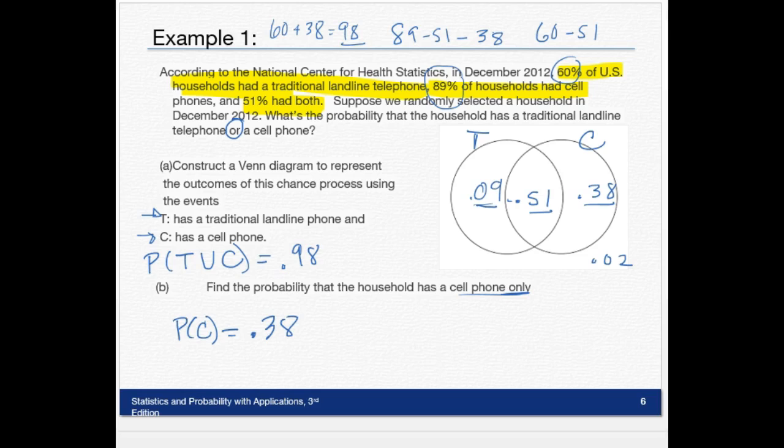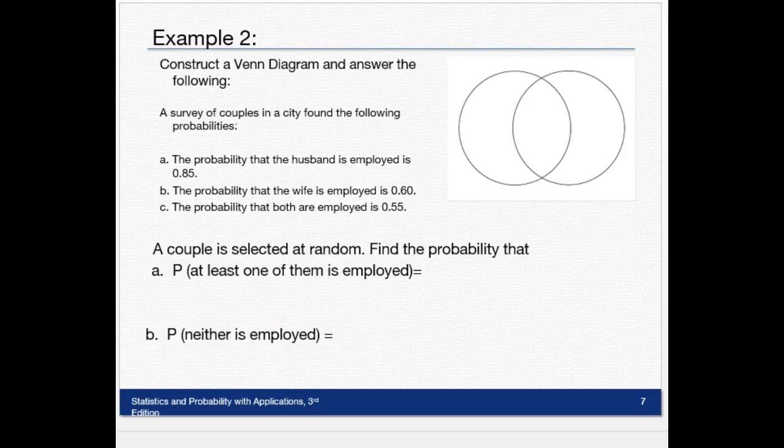Let's try another one. Construct a Venn diagram and answer the following. A survey of couples in a city found the following probability. The probability the husband is employed is 0.85. The wife is employed is 0.6. And that both are employed is 0.55. Feel free to pause the video and try this on your own, and then play it and see if you got it right, just as a way to find out if you got the hang of this.